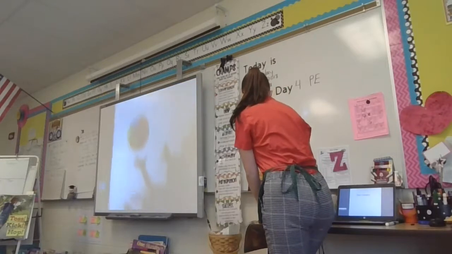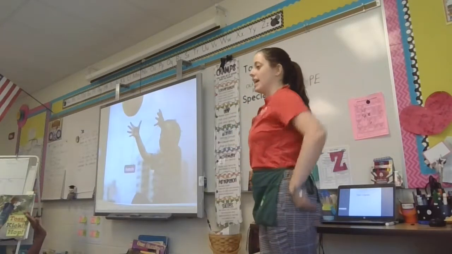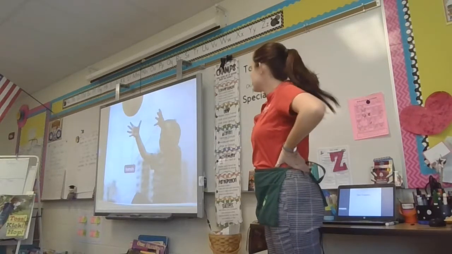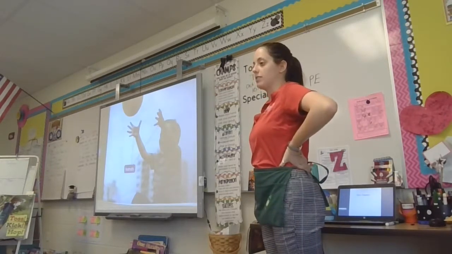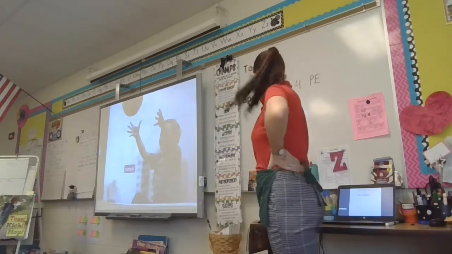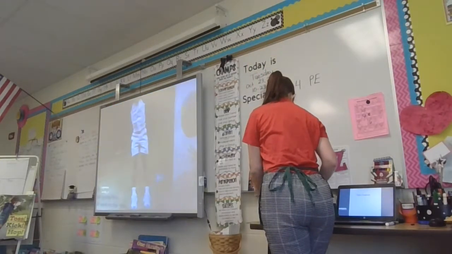All right, can anybody tell me if there's another text feature on this page? Yeah. Zachary. The label. It's a label. Good, right. What does the label tell us? Shows us where the hands are. Good. Very good. Okay.